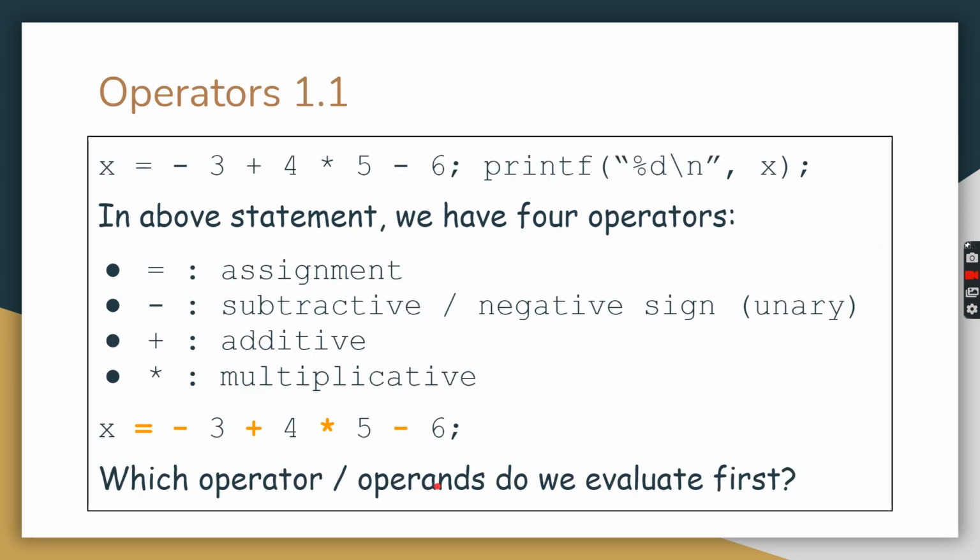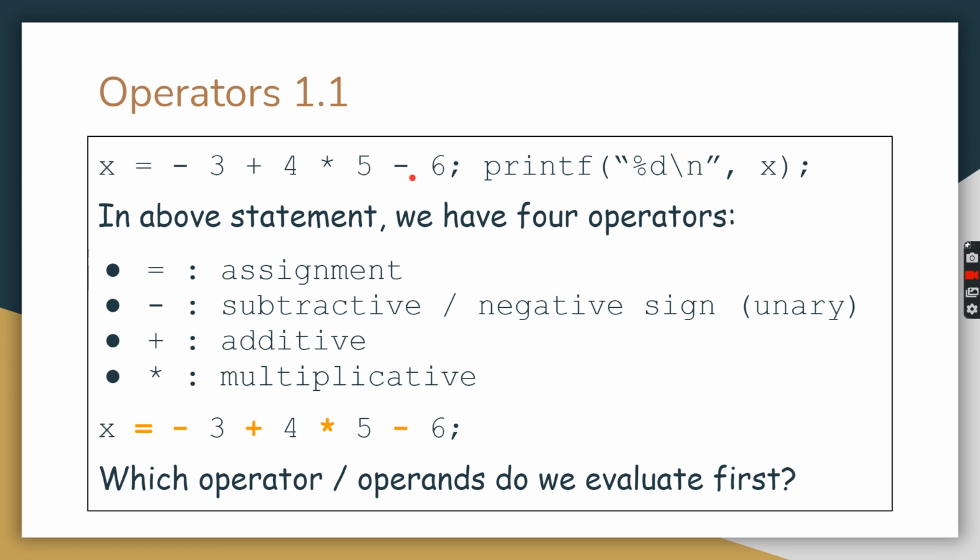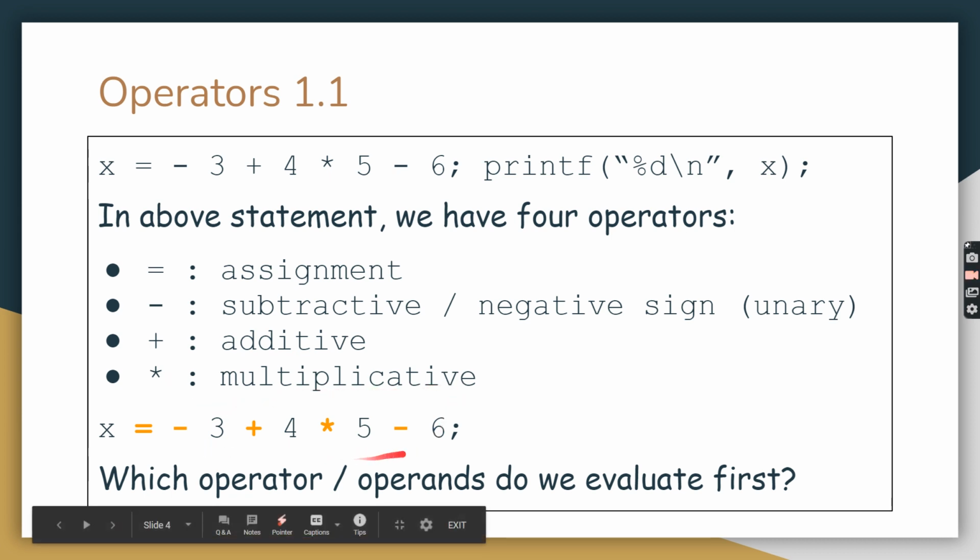So operators 1.1. We have here the expression x is equal to a minus 3 plus 4 times 5 minus 6, and we print out the value of x. In the above statement, we have 4 operators. We have the equal sign, which is the assignment operator. We have the minus sign, which is used for the subtractive operator or the negative sign, the unary, which I'll explain in a bit. We have the plus sign, which is the additive operator, and the asterisk, which is the multiplicative. So between these 4, which one of these operators do we actually evaluate first?